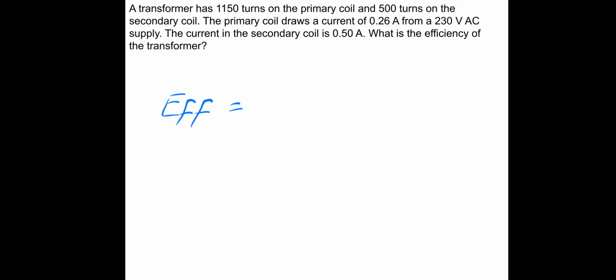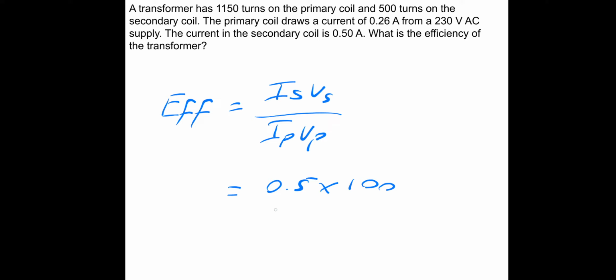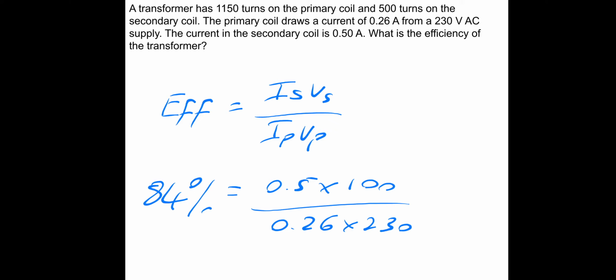Efficiency is the secondary power output divided by the primary power input. So IS VS divided by IP VP. Then it's just a matter of putting the numbers in. So the current on the secondary, 0.5 times 100 volts for the secondary, divided by 0.26 on the primary, and then 230 volts on the primary. So that gives 0.84 or thereabouts, and it rounds to 84% for the efficiency.